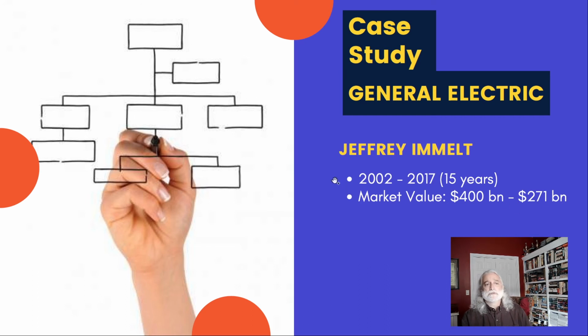When Welch retired, the board brought Jeffrey Immelt up to the CEO position. Immelt was a protege of Jack Welch. Immelt lasted for 15 years, from 2002 to 2017. You'll see under Immelt's tenure, market value went from $400 billion to $271 billion.